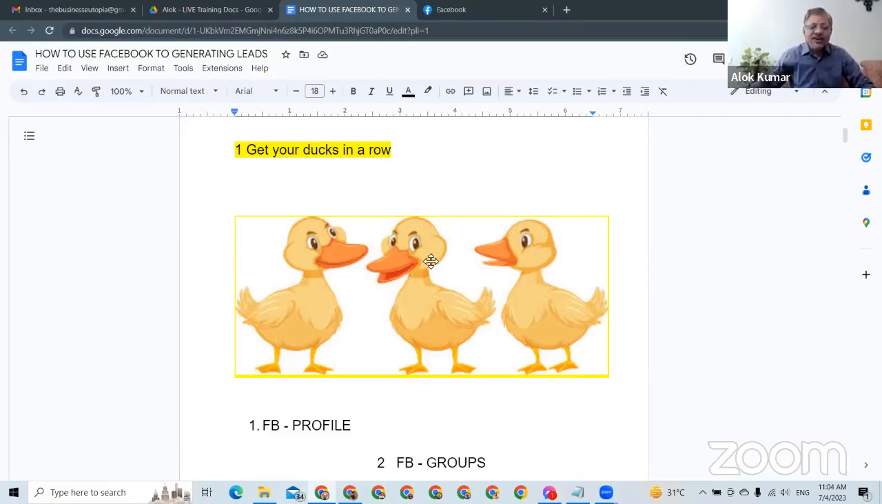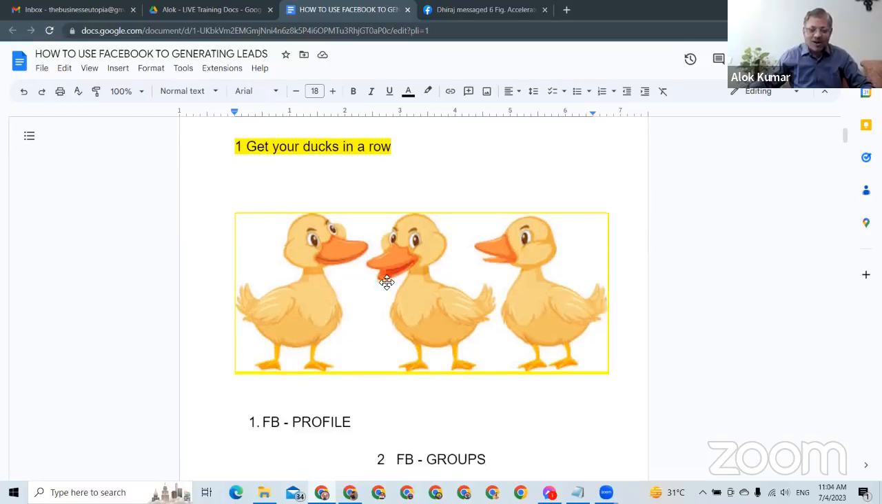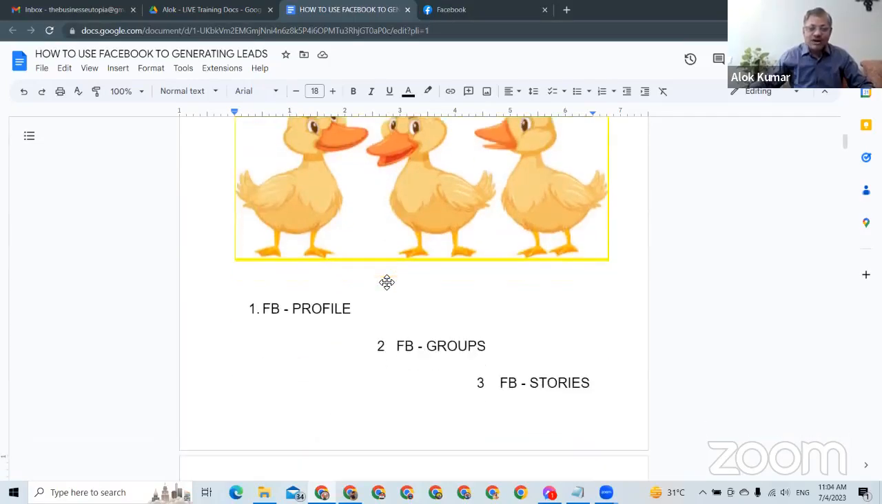Now, if you keep all these three ducks in a row, what are you going to get? These three ducks are connected all together. And you must have seen there is a mother duck which heads the sequence, and behind that, the ducklings are walking. So here, there is no mother duck. You are the mother duck here. And you have to have these three ducks following you, right? Now, let's talk about these ducks one by one, which will give you clarity over what I'm going to talk about and how you can generate leads from Facebook, right?